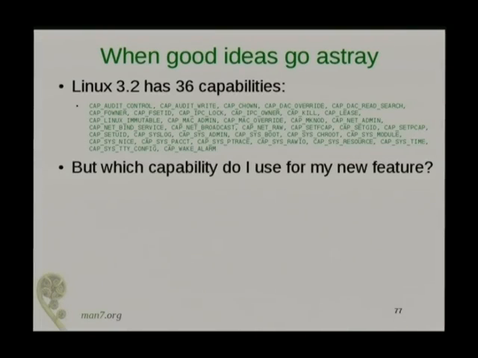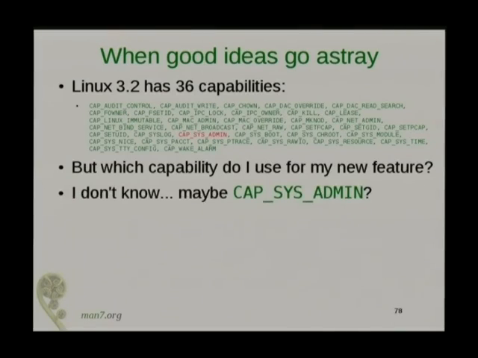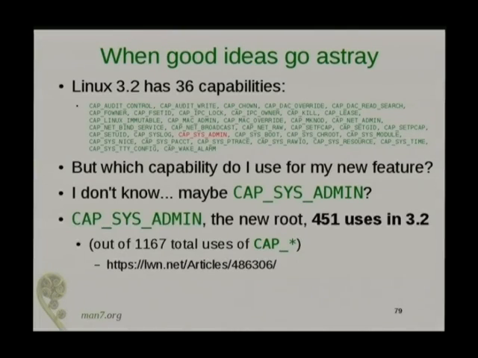Let's walk through them. There's one there called, nicely, cap sysadmin. Hey, systems administrators are going to do the thing that I'm talking about, that I'm adding. That's the privilege I'll use. The new root is cap sysadmin. 451 uses in the 3.2 kernel out of 1,167 total uses. In other words, if you give someone cap sysadmin, you've given them so many privileges that you may as well just make them root anyway.